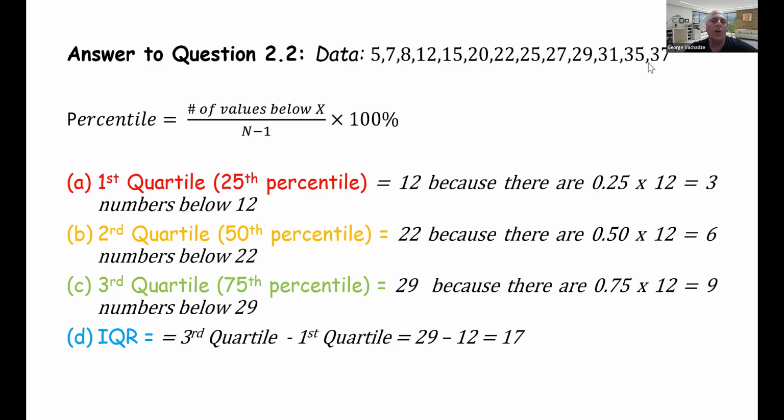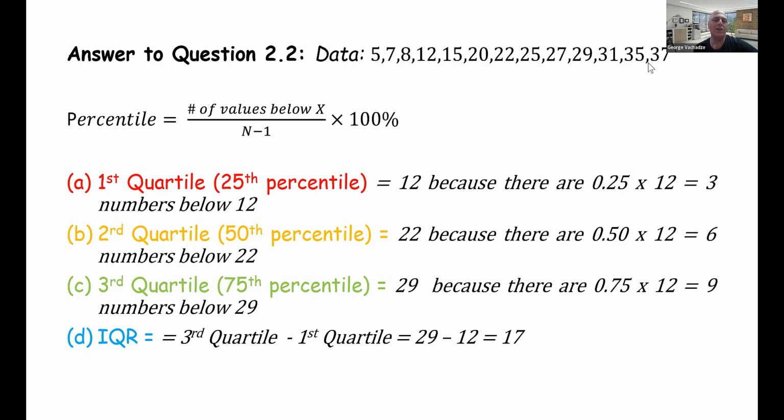Let's do the second quartile. In order to calculate the second quartile, instead of percentile, we need to plug in 50%. Dividing both sides by 100 and then multiplying by 12, we get 6. So we are looking for the number below which there are 6 members of the sample, and this is clearly 22. The position of 22 is 7th, so there are 6 numbers below 22. So the second quartile is 22.